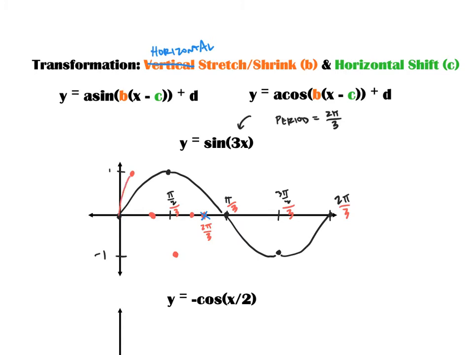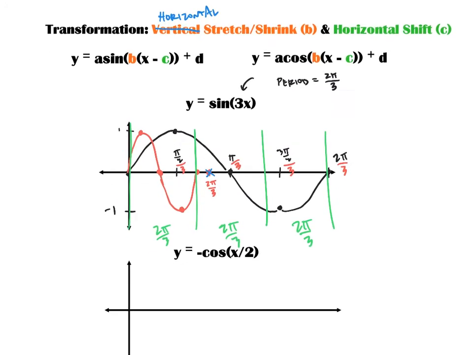But you can see as I now sketch the graph of my sine function, the period from 0 to 2 pi over 3, which is a period of 2 pi over 3 radians, is 1/3 of the original period. You can see there are three 2 pi over 3s that make up 2 pi. Okay, that is definitely, I think, one of the easiest ways to do horizontal shrinks and horizontal stretches. So let's go the other way with it.